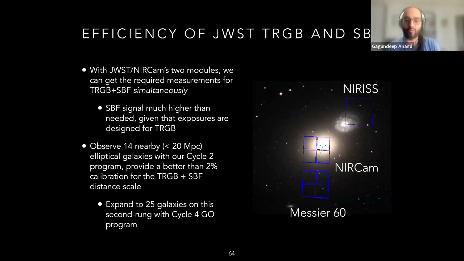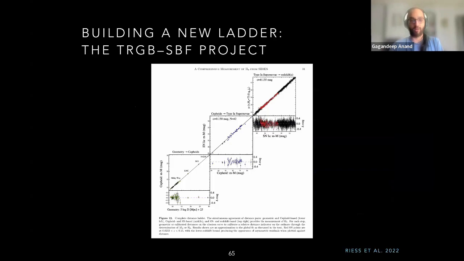What that looks like is right there. Basically, you put one module in the core of the galaxy where you do your SBF measurements, but then you have your other module out in the halo where you can do your TRGB measurements. And so with the cycle 2 and 4 programs, we're going to have 25 links between TRGB and SBF with the same camera on JWST.